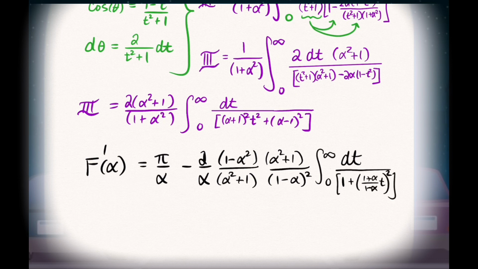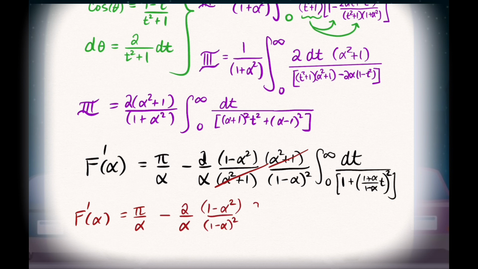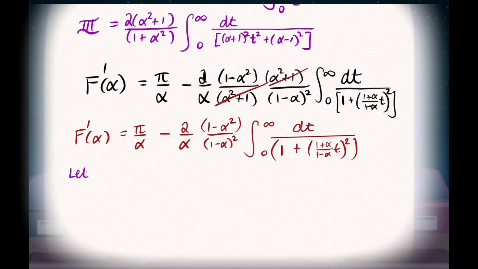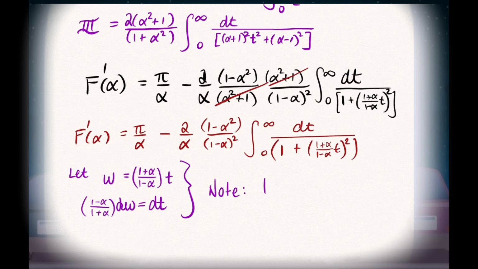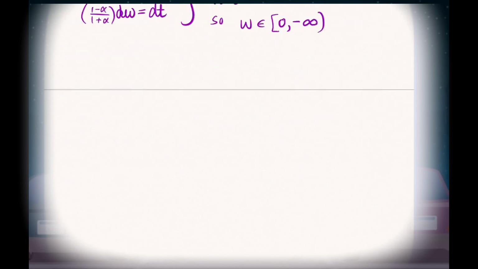And we're going to work a little bit more on that denominator, cleaning it up and making it look a little bit nicer. Hopefully you can see that that second integral, we're working towards making it look like an arctangent integral. So we get for f prime of alpha, pi over alpha minus 2 over alpha, 1 minus alpha squared over 1 minus alpha quantity squared, and that integral from 0 to infinity. And now we're going to make another substitution. We're going to let w be 1 plus alpha over 1 minus alpha times t, and calculating the differential here, we also note that since the absolute value of alpha is greater than or equal to 1, that'll let the parameter w run from 0 to negative infinity.